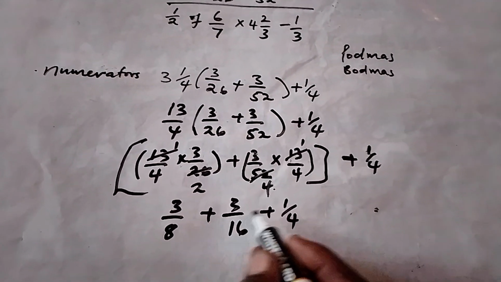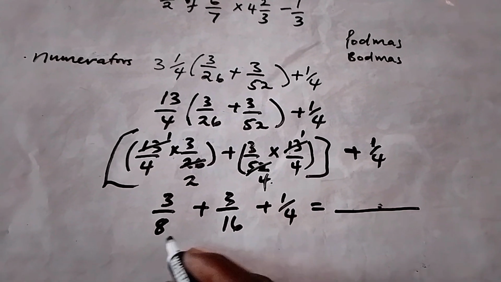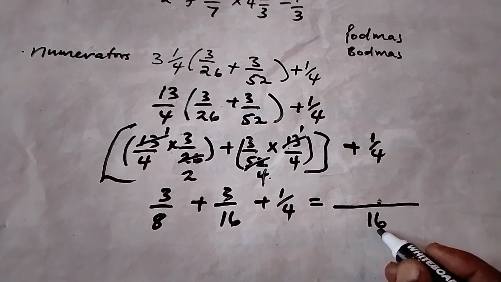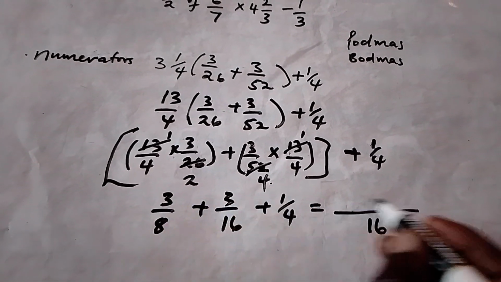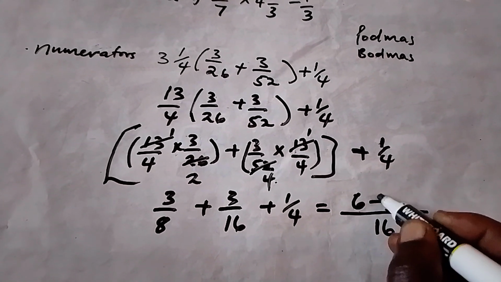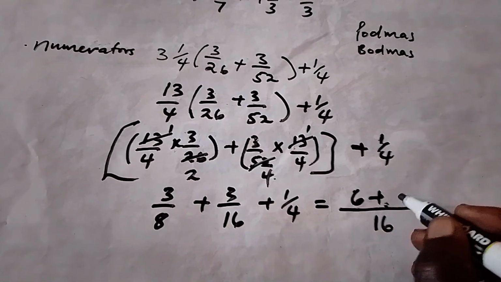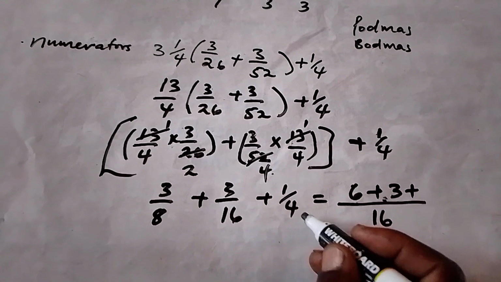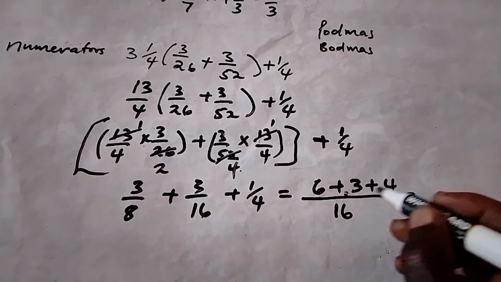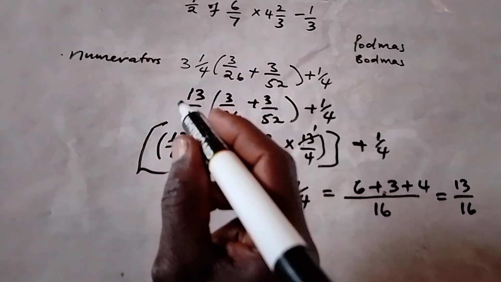Since here we have only one operation, that is plus, we can proceed and find the LCM of 8, 16 and 4, which is 16. If you take 16 divided by 8, you get 2 times 3, you get 6, then plus 16 divided by 16, it is 1, times 3, you get 3, then plus 16 divided by 4 is 4 times 1 is 4. So here we get 13/16. This is the value for the numerator.